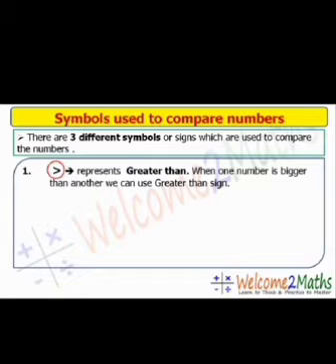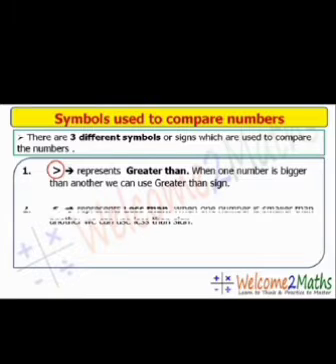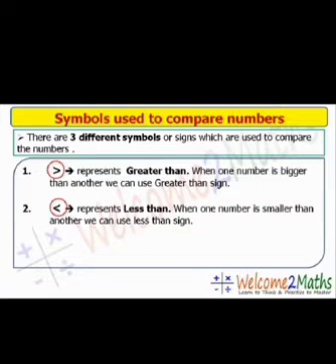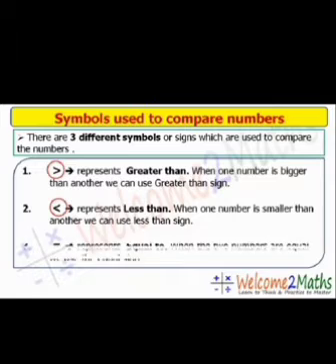Number 1 is this sign, which represents greater than. When a number is bigger than another number, we can use the greater than sign. Number 2 is this sign, less than. When one number is smaller than another number, we can use the less than sign. Number 3 is equal to, and when two numbers are equal, we use the equal sign.